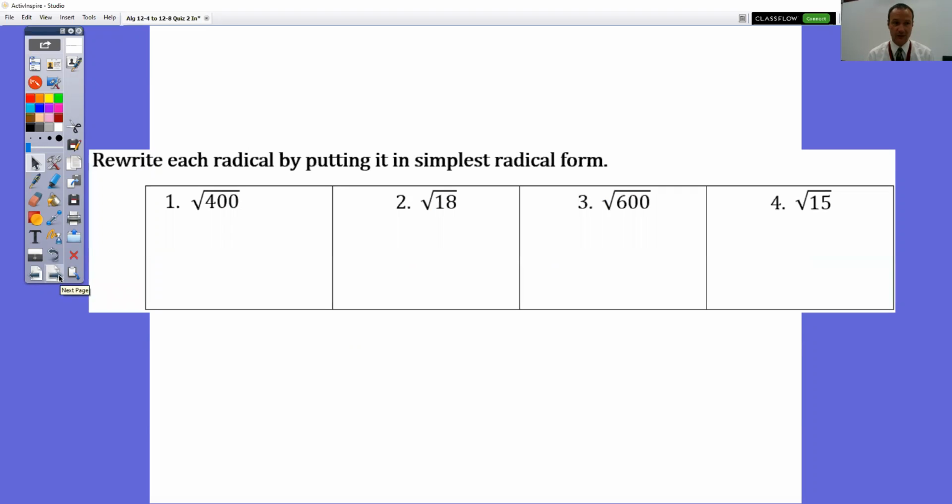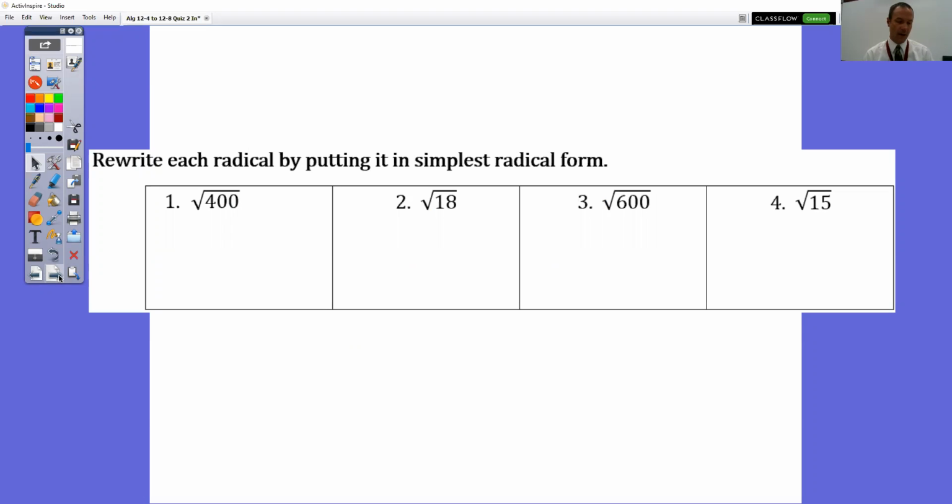When we take a look at this, rewrite each radical by putting it into simplest radical form. Remember, when you do these type of questions, you are looking for perfect squares. You're looking to factor out perfect squares from these questions. Go ahead and try 1, 2, 3, and 4, please.